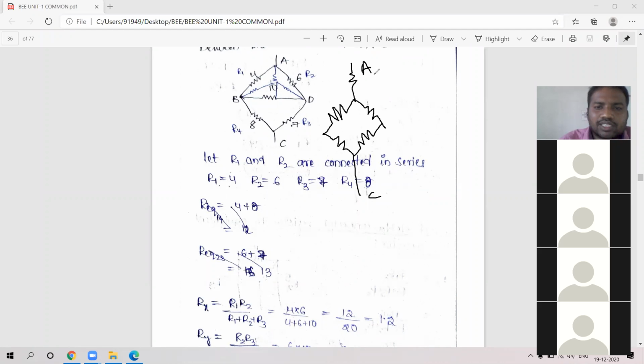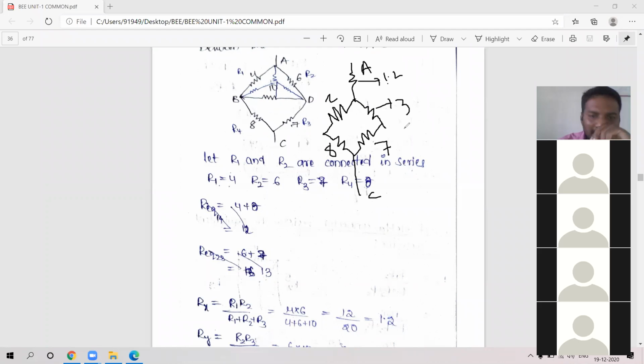Tell me, between 4 and 6, what is the resistance you got? 1.2. Between 6 and 10, how much did you get? 3. Between 4 and 10? 2. Okay, so this is the circuit you actually got.